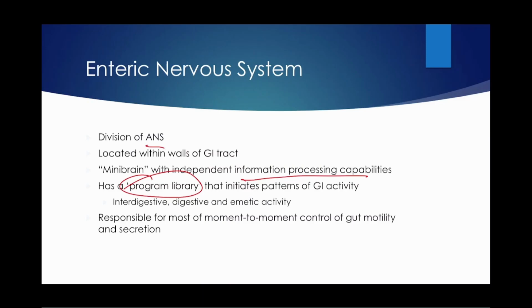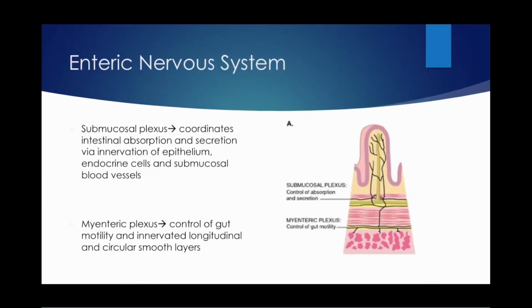Emetic activity is vomiting. So that has a program as well. That's called reverse peristalsis. Your body knows what to do if you eat anything bad to get it out of you. So this is responsible for moment-to-moment control of gut motility and secretion. Because we're talking about nerves, we have to talk about the layers that actually have the nerves. So the submucosal layer and the myenteric plexus. Those are the only two layers of the GI tract that actually have nerves in them. So let's see what they do.